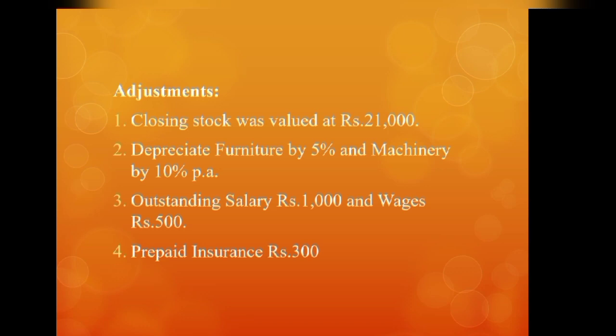Then we'll see the adjustments that are to be made. The first adjustment is related to closing stock. The closing stock was valued at rupees 21,000. Second adjustment is depreciate furniture by 5% and machinery by 10% per annum. Third adjustment is outstanding salary rupees 1,000 and wages rupees 500. And the last adjustment is prepaid insurance rupees 300.